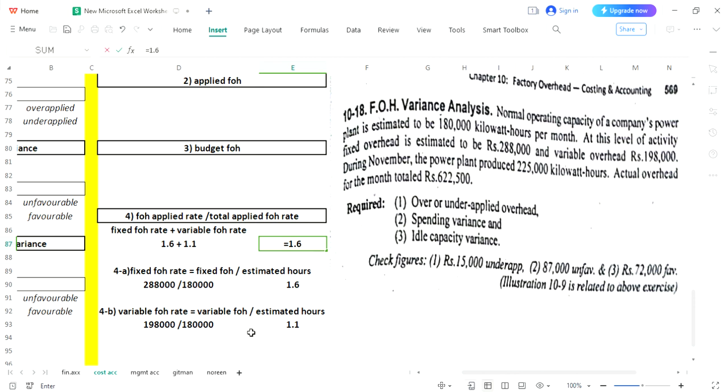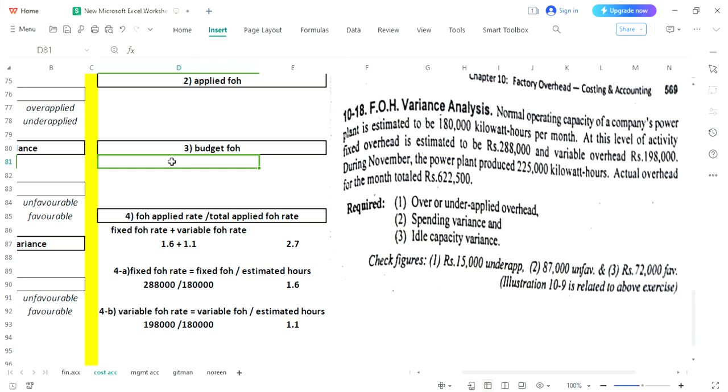1.6 and add 1.1. So all three rates are calculated. We have fixed FOH rate, variable FOH rate, and total applied FOH rate: 2.7, 1.6 and 1.1. The fourth step is completed. So we will now calculate the third step, which is budget FOH.